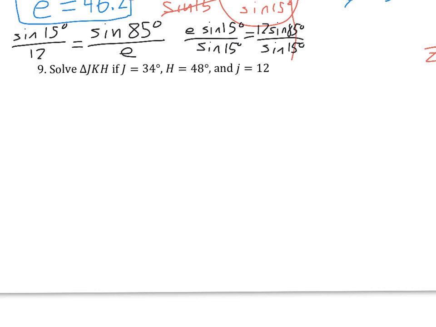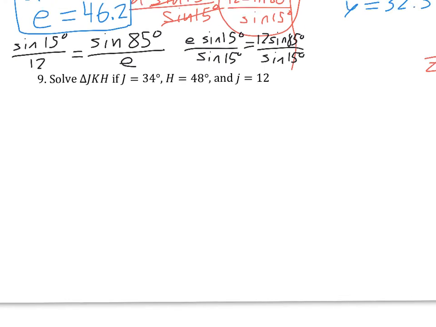Alright, so again, they give us two angles, so it's pretty easy to find the last angle. They give us J and H, so the one we don't know is K. So K is going to equal, and we have to take 180, subtract 34, and subtract 48, and you get 98 degrees. Okay, so what's the only letter that we know both of? The only letter we know both of is J, so we're going to use that fraction.